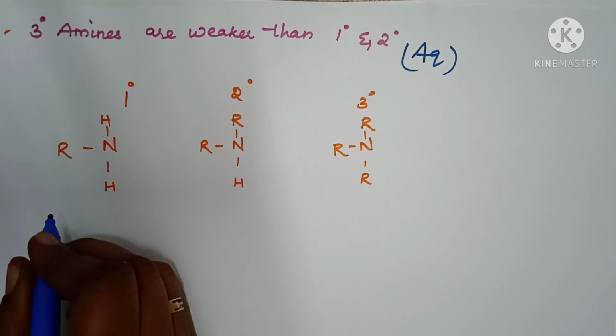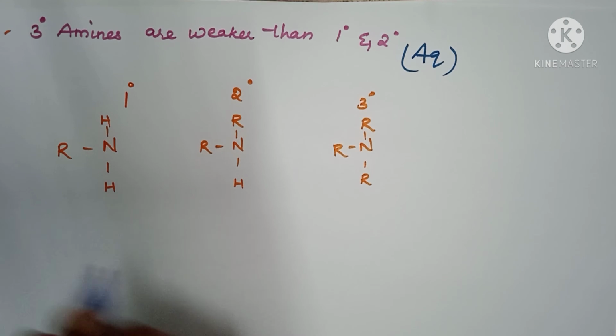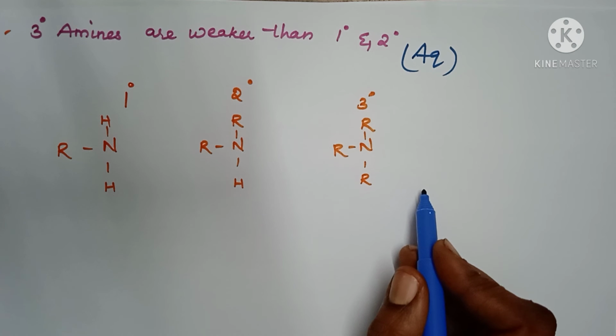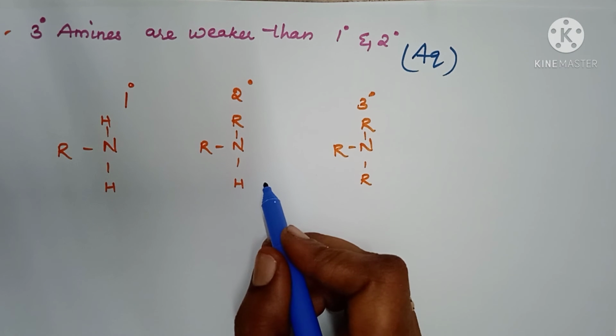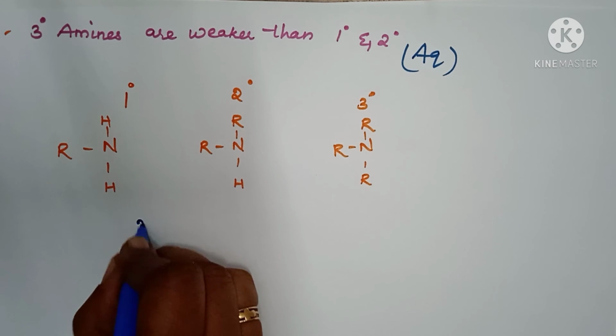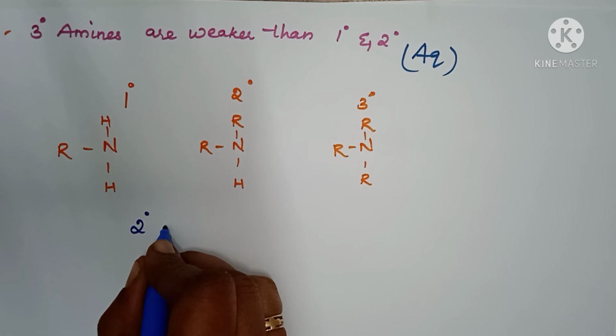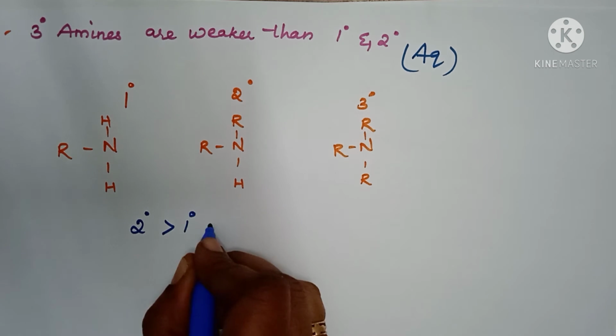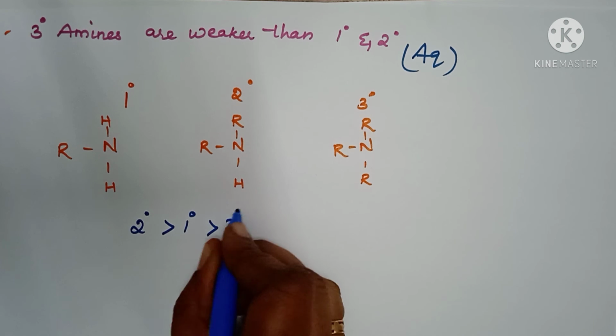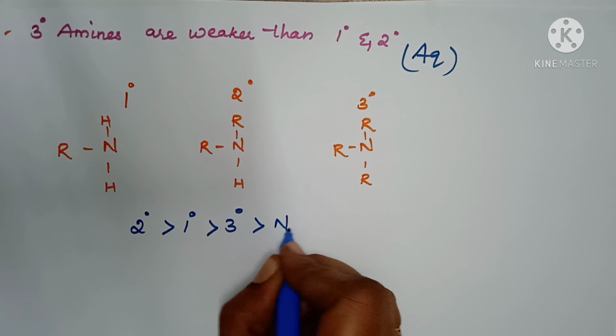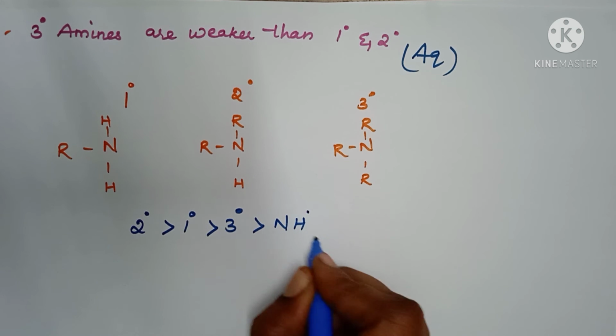That is why H plus ions, the proton, cannot reach the nitrogen atom to accept the electron pair. So tertiary amines are weaker bases than primary and secondary amines. So how can you write it? Secondary amine, then primary amine, then tertiary amine, and finally ammonia. Okay, this is how you can write it.